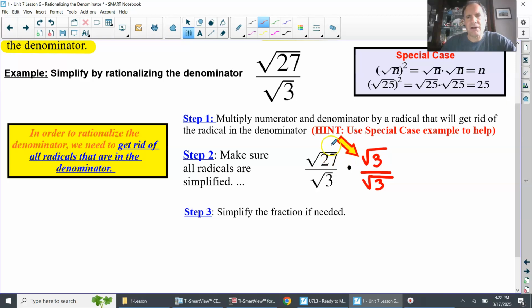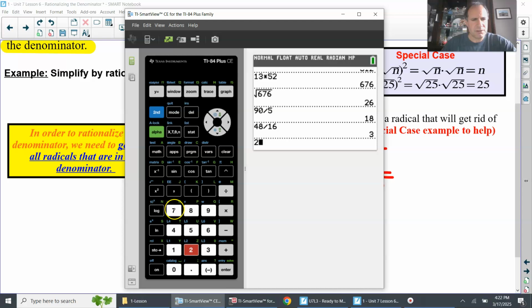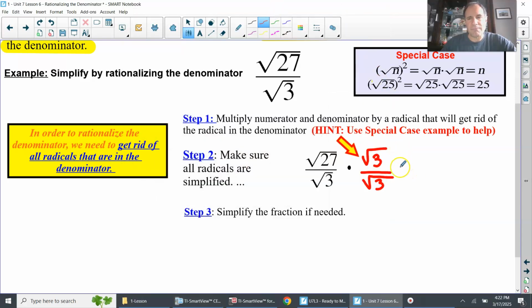So this is now square root of 27 times the square root of 3. And square root of 27 times square root of 3, 27 times 3 is 81. So the square root of 81 is 9. So I'm going to put the square root of 81. That's a perfect square. And then square root of 3 times the square root of 3 is the square root of 9. Right? So square root of 81 is 9 over 3. And the whole answer becomes 3.